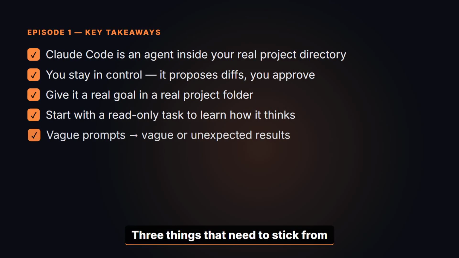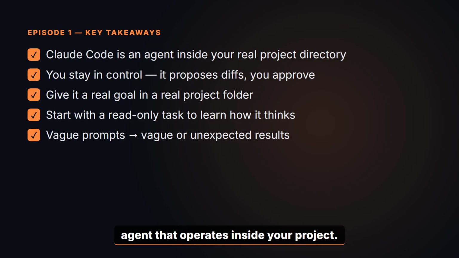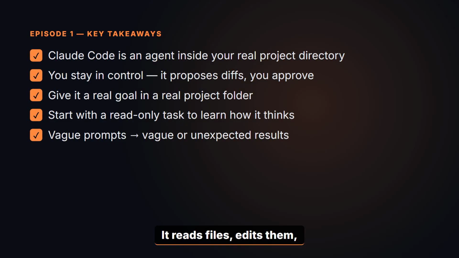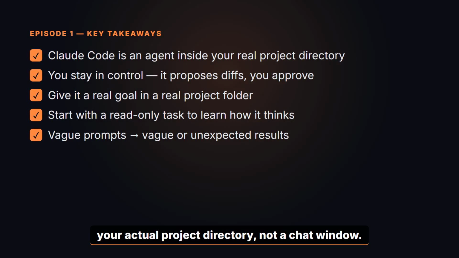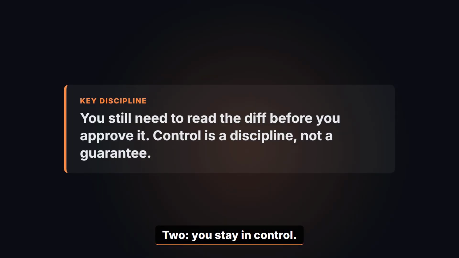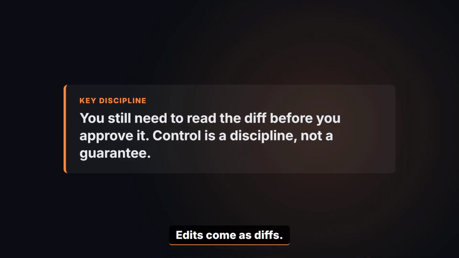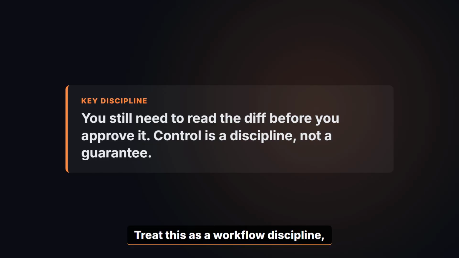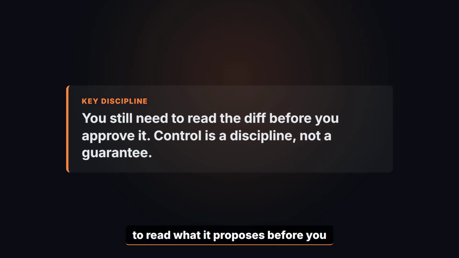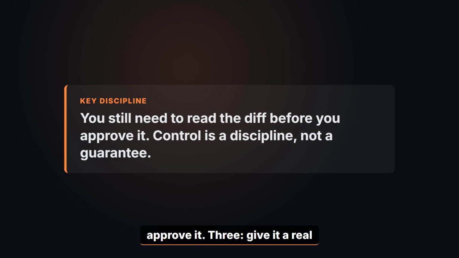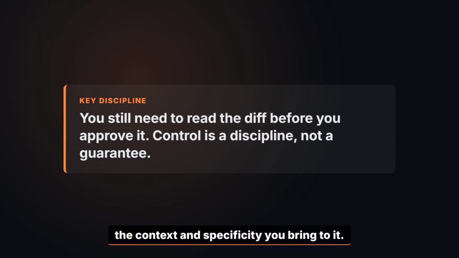Three things that need to stick from this episode. One, Claude Code is an agent that operates inside your project. It reads files, edits them, runs commands, and observes results in your actual project directory, not a chat window. Two, you stay in control. It proposes, you review. Edits come as diffs. Commands go through a permission prompt. Treat this as a workflow discipline, not a guarantee. You still need to read what it proposes before you approve it. Three, give it a real goal in a real project folder. The tool is only as useful as the context and specificity you bring to it.